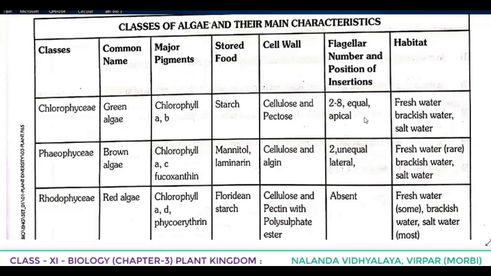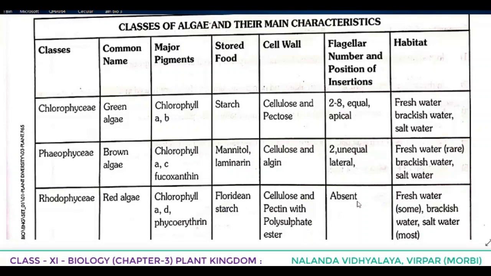In the case of Chlorophyceae, 2 to 8 equal apical, what is present? Flagella. How many? 2 to 8 are found. Where? Apical. How are they? Equal. So 2 to 8 equal apical flagella are present. 2 unequal lateral in the case of Phaeophyceae, and in Rhodophyceae, these flagella are absent.